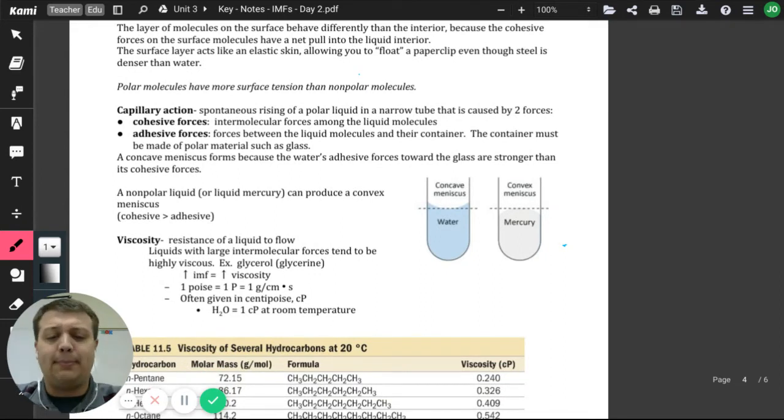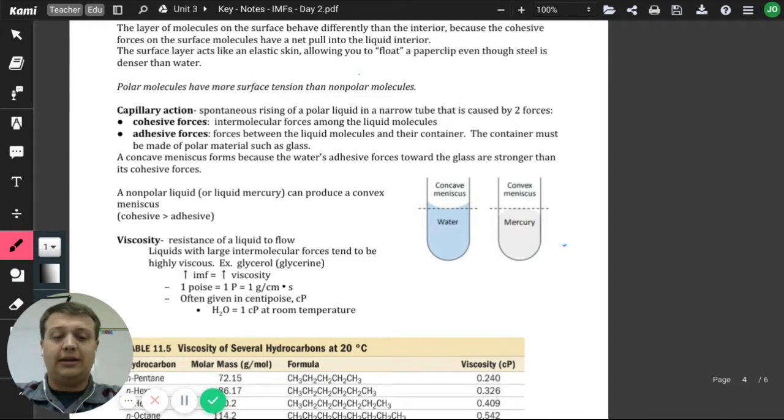So now let's talk about capillary action. Capillary action is basically the spontaneous rising of a polar liquid in a narrow tube. And there's two reasons this can happen. There's two forces that we can see occur. This is a cohesive force and an adhesive force. So what's the difference between them? Well, a cohesive force is going to be the intermolecular forces among the actual liquids, okay? So it's going to be the forces that actually hold that liquid together.